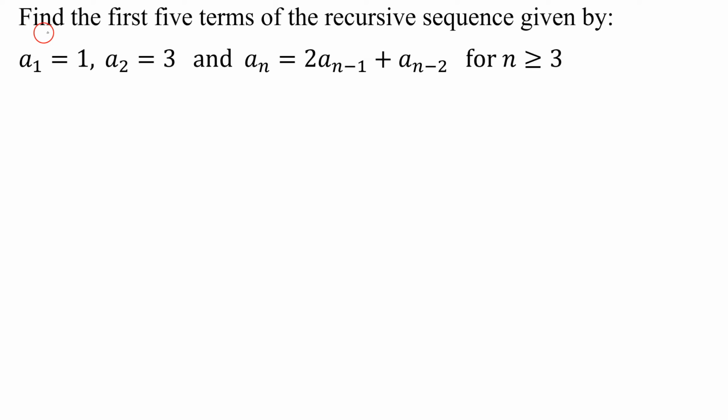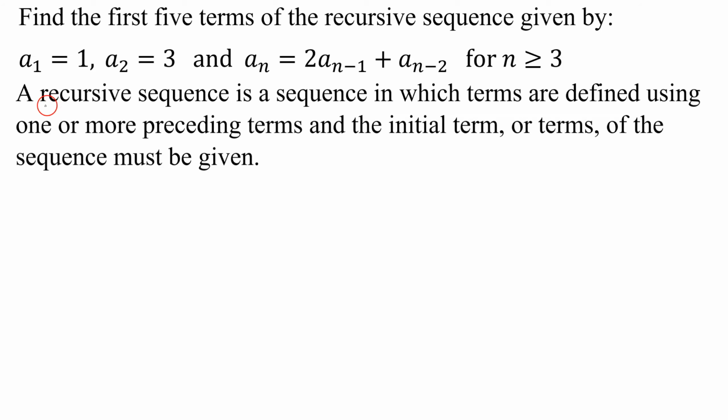In this example, we need to find the first 5 terms of the recursive sequence given here. So quickly reviewing, a recursive sequence is a sequence in which terms are defined using one or more preceding terms, and the initial term or terms of the sequence must be given. In our example, we're given 2 initial terms. We know that a sub 1, the first term, is 1, and a sub 2, the second term, is 3.